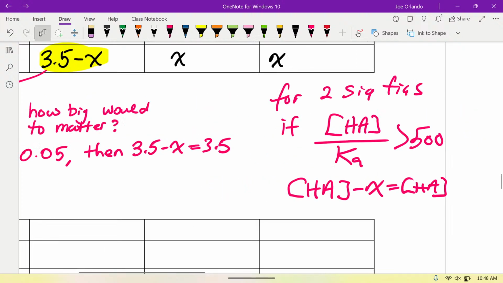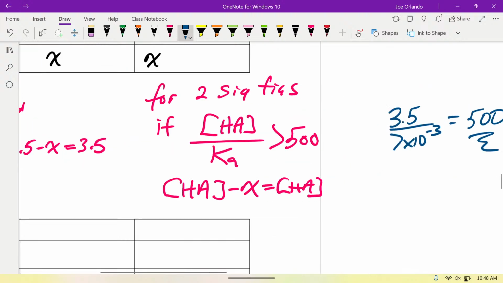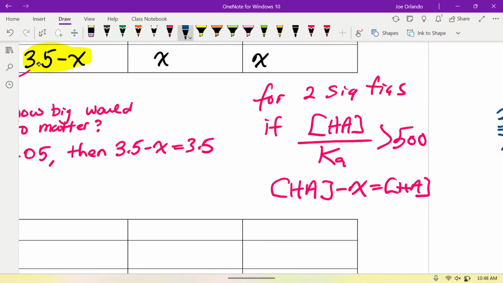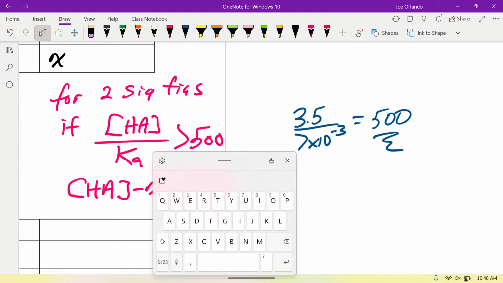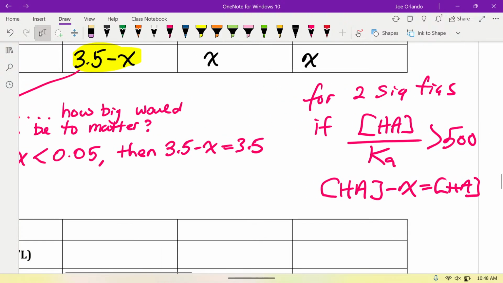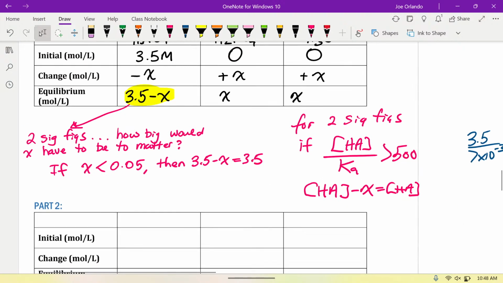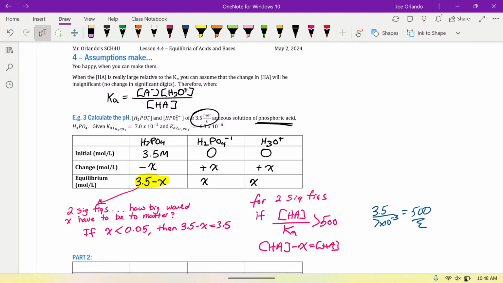That means what you're going to see is that if you just treat this number as 3.5, you're going to be okay. It's going to round when we're done. However much this changes by, this might end up being 3.458, but when we round it back, it's still going to be 3.5, which means that for 2 sig fig calculations, we don't need that minus x term. And that makes our math easier. Does that make sense? Try it both ways. So try this. And if you're feeling really brave, try part 2.